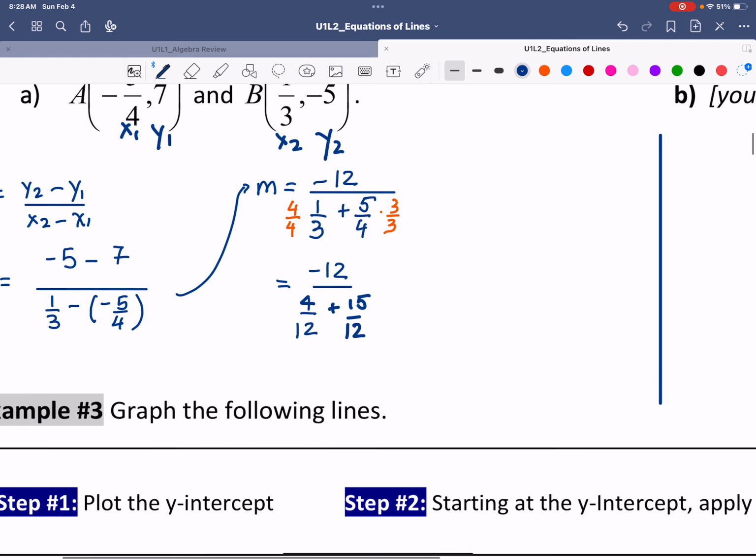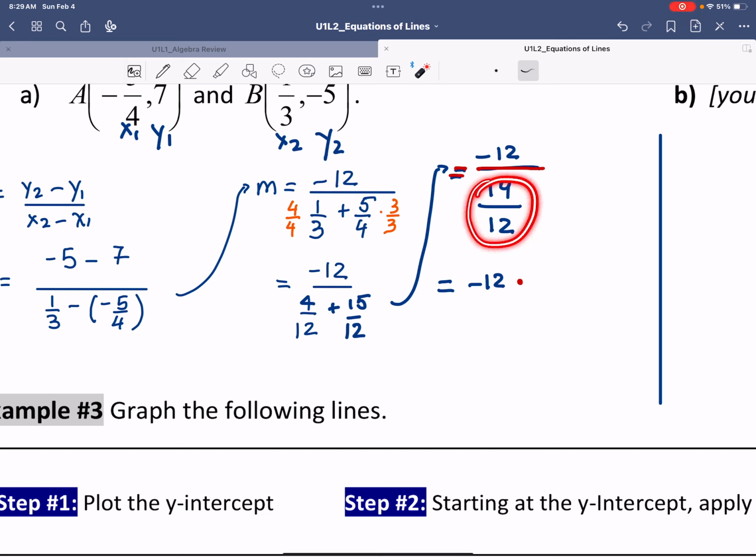So simplify some more. We have negative 12 divided by 15 and 4 combined together will make 19, divided by 12. Simplify. Remember to write the equal sign aligned with the main fraction. We have negative 12. Now the division will turn into multiplication and the denominator is flipped. So we have 12 over 19.